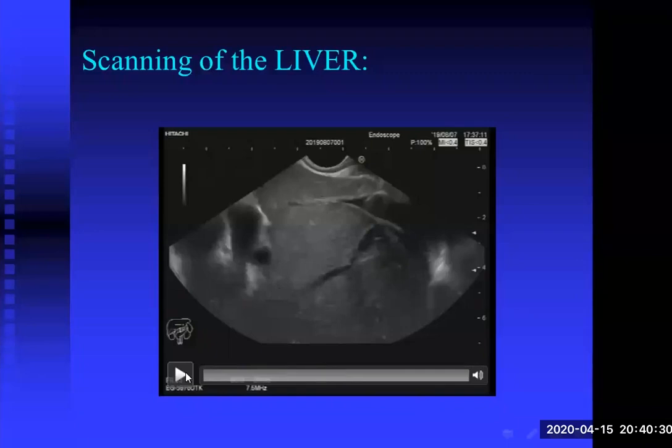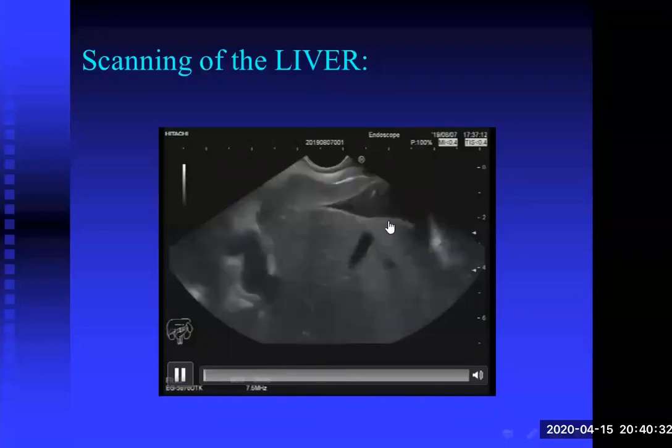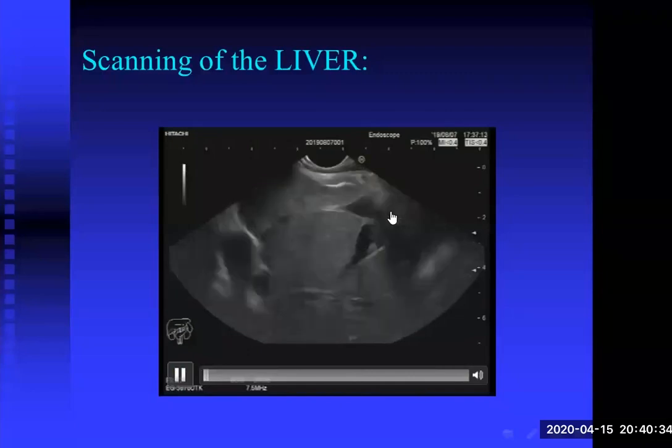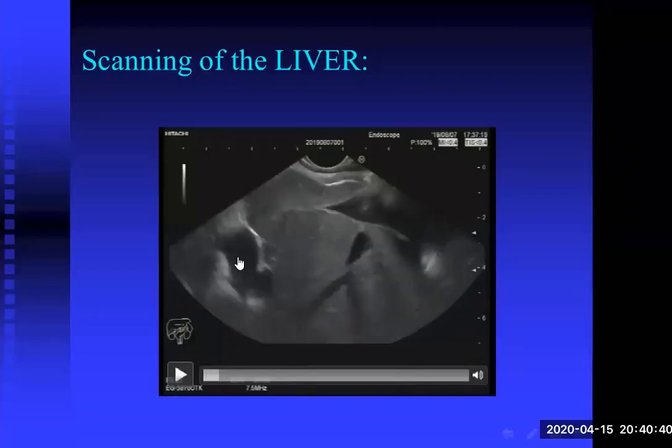Let us see this video. Yes, this is the inferior vena cava, and this is the right hepatic vein, very nicely. Wide from here and narrow here. And this is the left portal vein, the left branch of the portal vein. So this is the intrahepatic portion of the inferior vena cava, and the right hepatic vein.